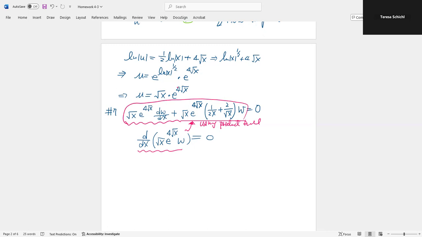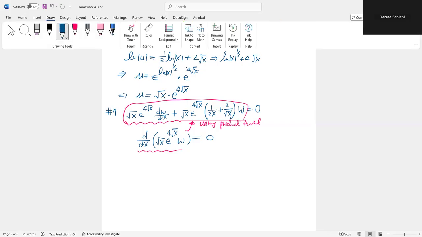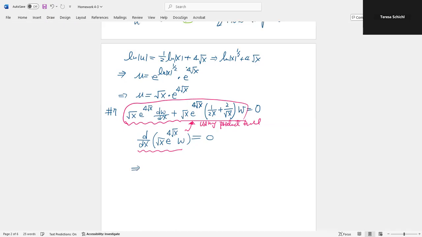So that's good. If you want to check, you can go ahead and do the product rule for square root of x, e to the 4 square roots of x. You should get this expression. All right, so now, because this is a derivative, I integrate both sides again. So I integrate.